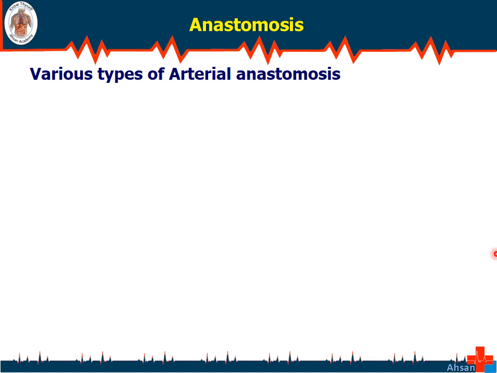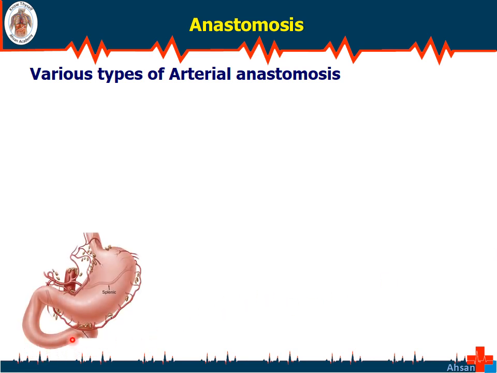There are various types of arterial anastomosis. Arterial anastomosis is relatively more important for clinical purposes. This is the stomach, and we can see that this is one artery making anastomosis with another artery. So this is one type of anastomosis. You can see one artery is anastomosing, but you cannot identify where the anastomotic site is because they are continuous. So it is an end-to-end anastomosis.